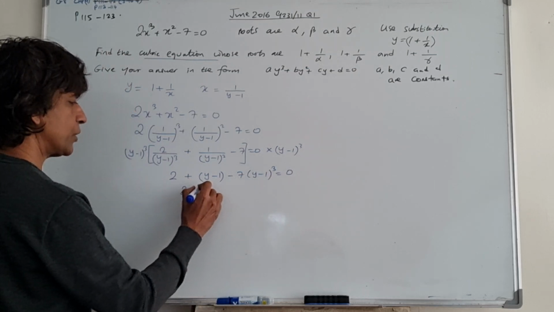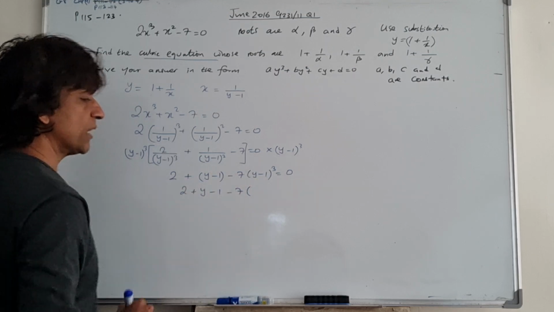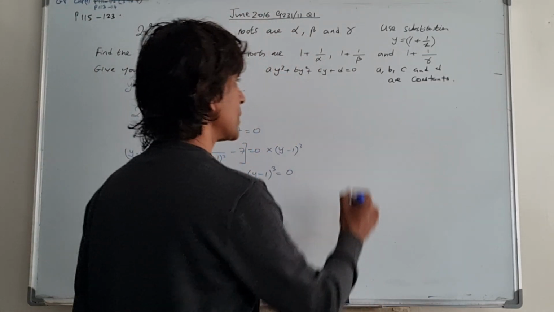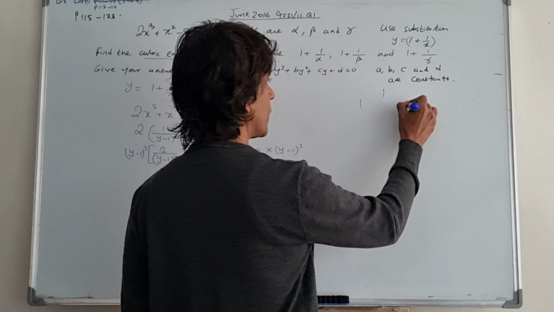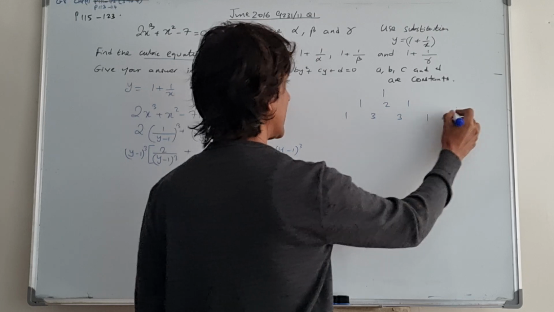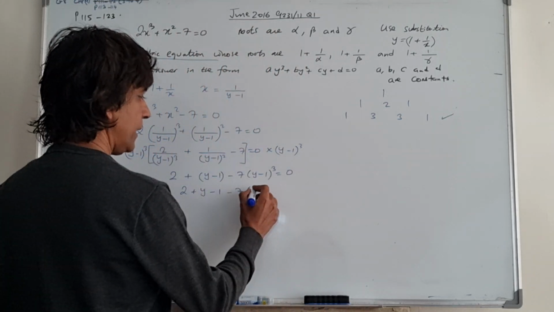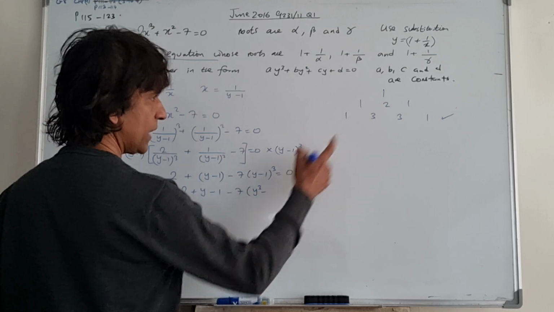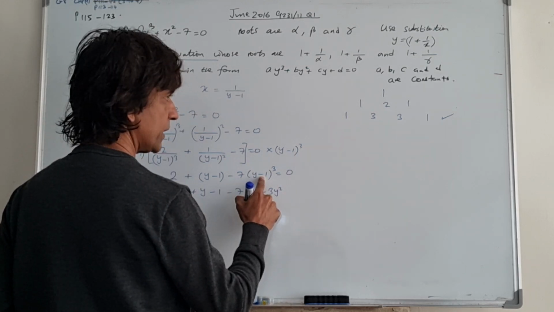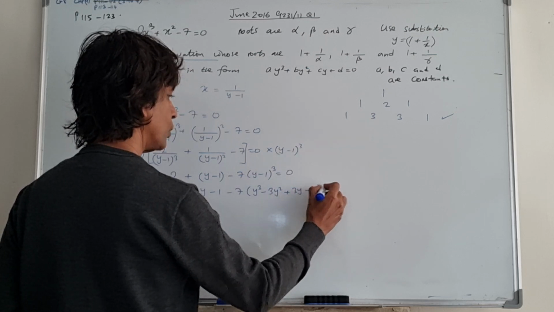So I've got 2 plus y minus 1 minus 7 into, this needs to be expanded, so we can use the binomial coefficients from the Pascal triangle. So we have 1, and then 1 plus 1 is 2, and then 1, 3, 3, 1. So we're looking at the third row for our expansion. And so what we have is y cubed minus 3y squared, there's minus 1 here, so then it becomes plus 3y, and then minus 1, and all of that should be equal to 0.